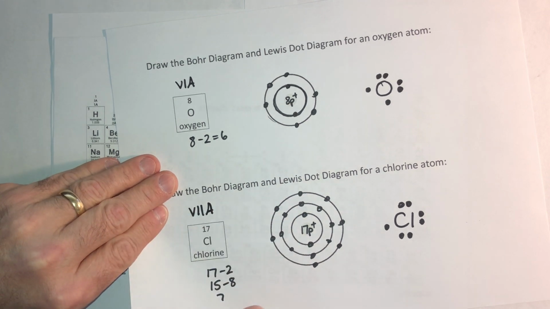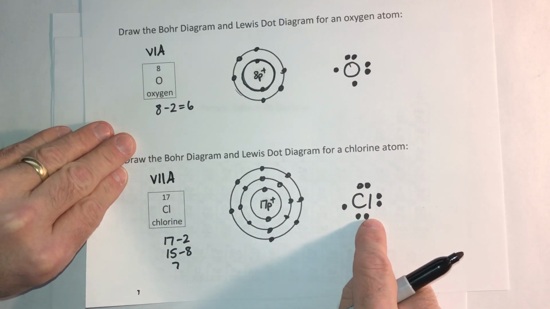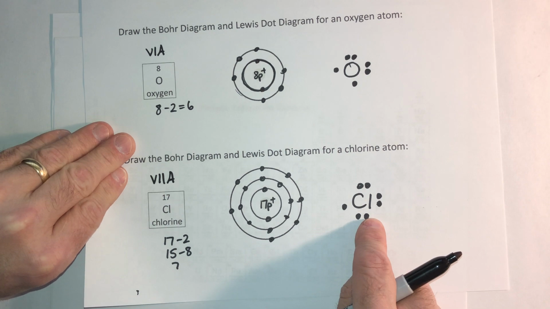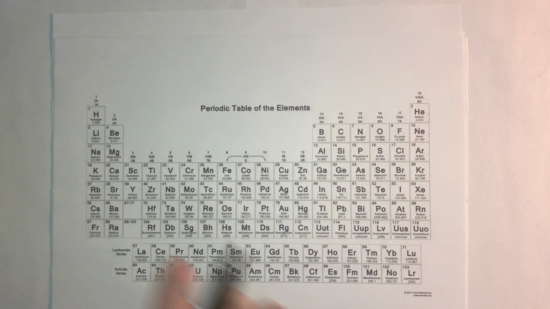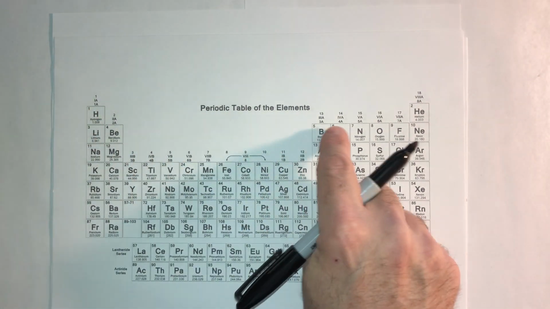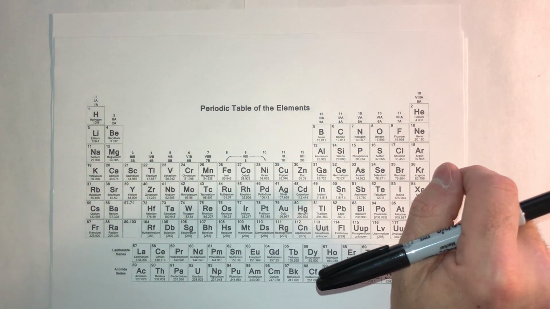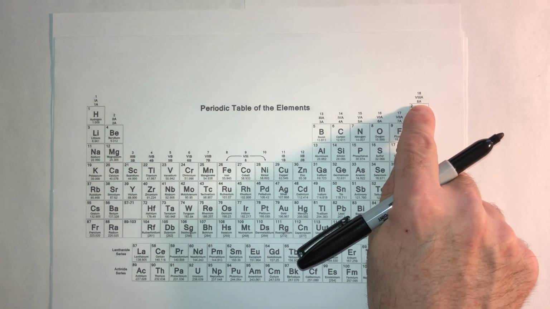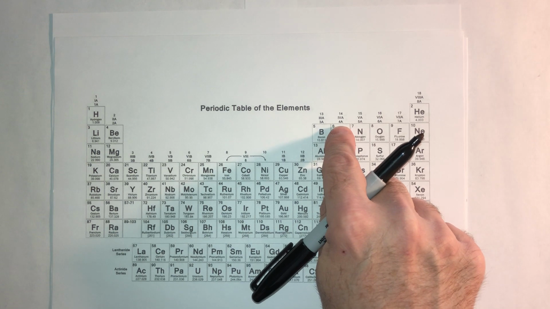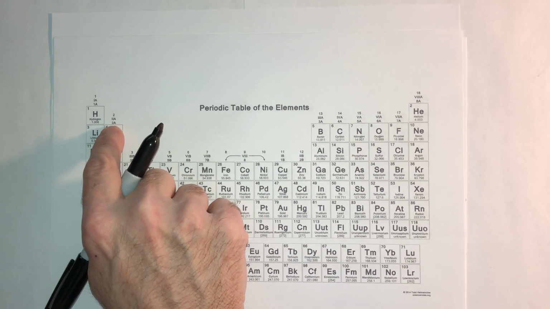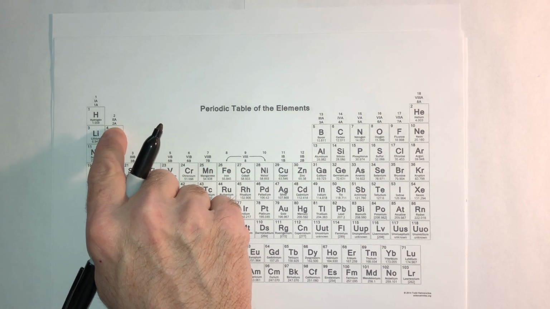VIIA. It's in group 7A. It had 7 valence electrons. If you look at your columns, the A letters tell you how many valence electrons you have. If you're in group 8A, you have 8 valence electrons. If you're in group 4A, you have 4 valence electrons. If you're in group 2A, you have 2 valence electrons.